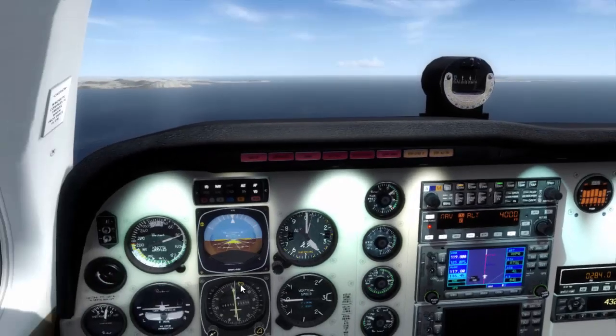Very soon we will move to a certain radial, which is the radial 085, as we have seen before in the instrument approach chart. Don't worry, because I will show you this again, okay? So you will be able to understand step by step how to proceed with the VOR DME approach.